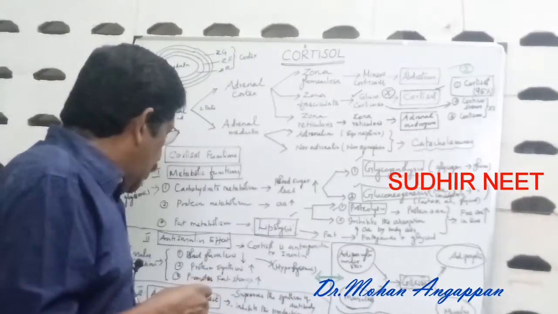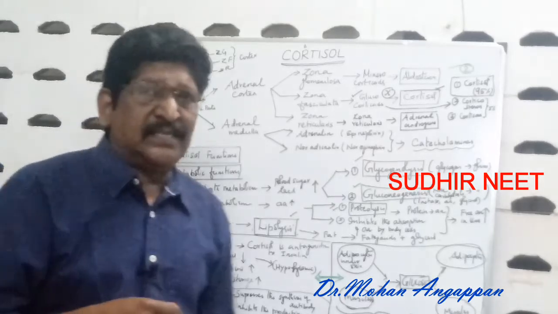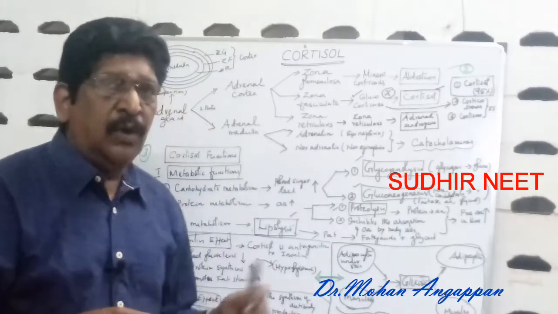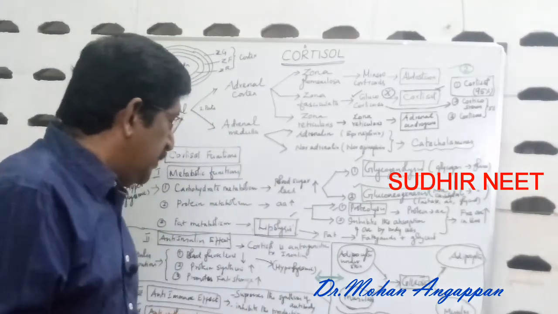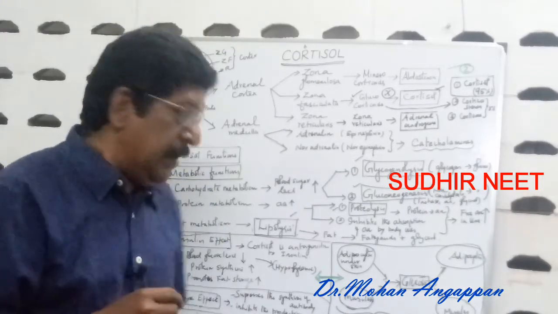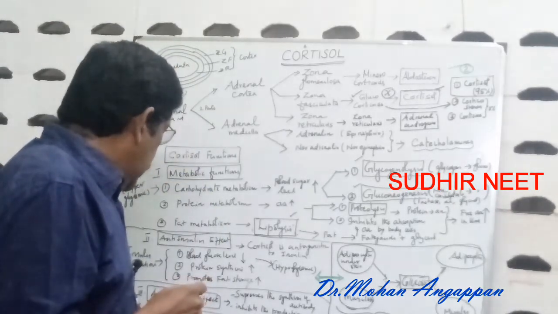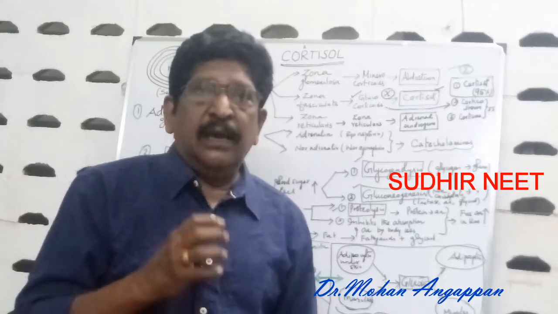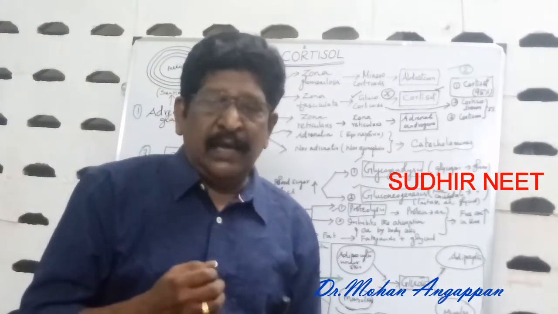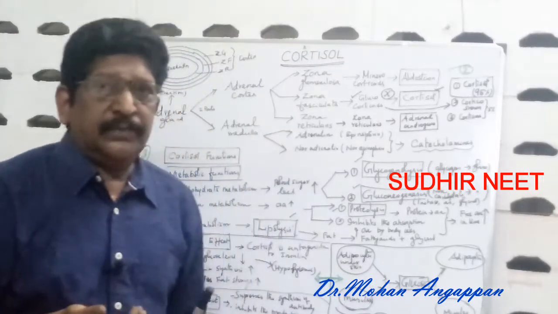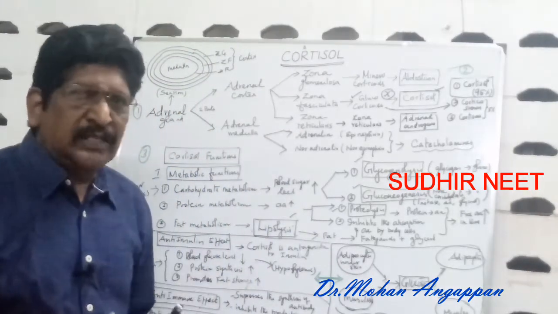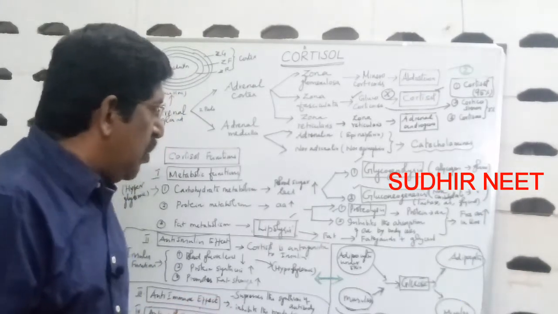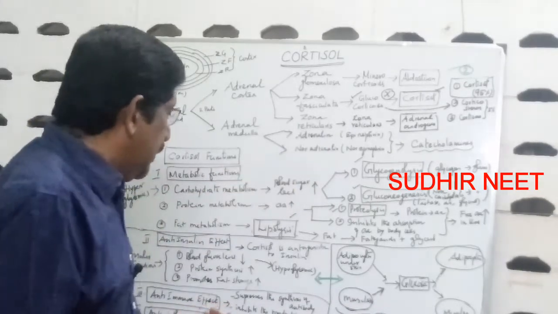And then it is also helpful in erythropoiesis, the process of RBC formation, erythrocyte formation. It also helps in the formation of RBC in bone marrow. And the next function, it maintains the cardiovascular system. It maintains the heartbeat. Actually, it increases the blood pressure and maintains the cardiovascular system, and it also maintains the kidney functions. So these are all the main functions of cortisol.